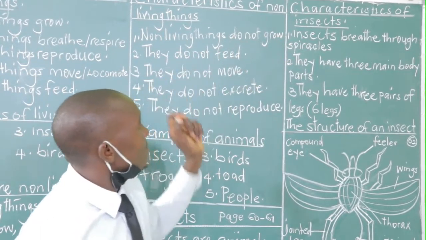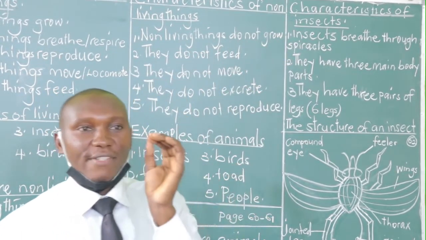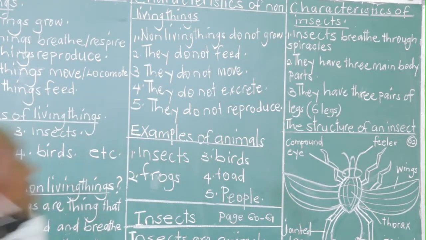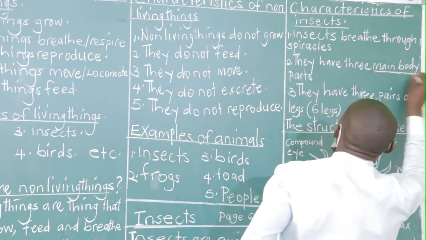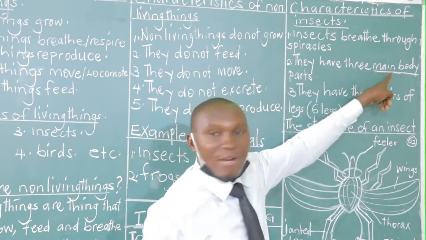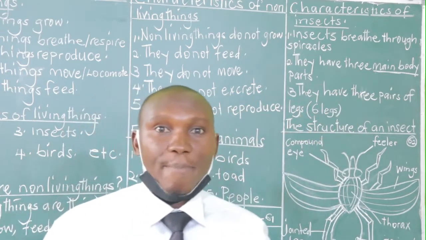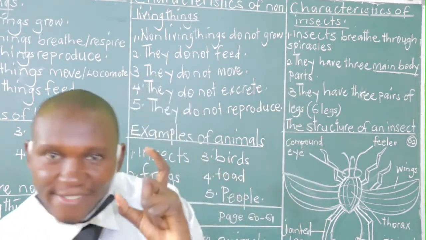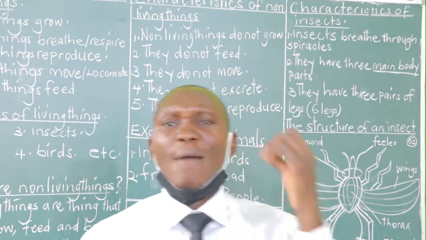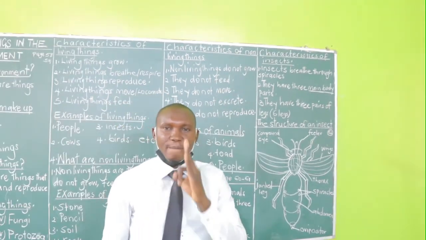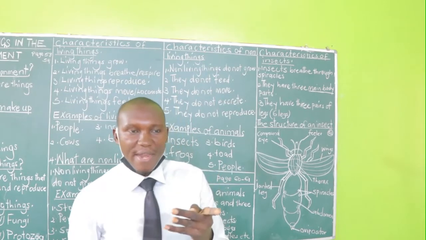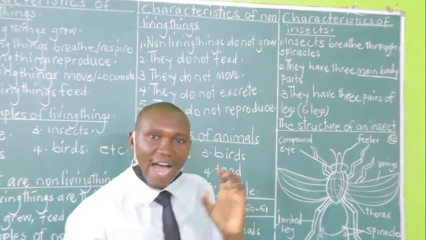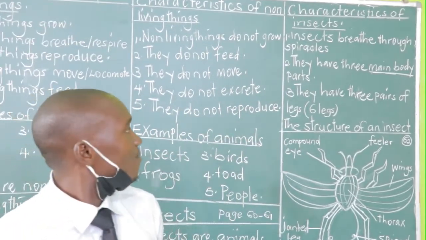The second characteristic: insects have 3 main body parts. You put the word main because there are other parts like wings and legs. But when we talk about main body parts, we talk about the head, the thorax, and the abdomen. Those are the 3 main parts of an insect. That's what we are talking about here.